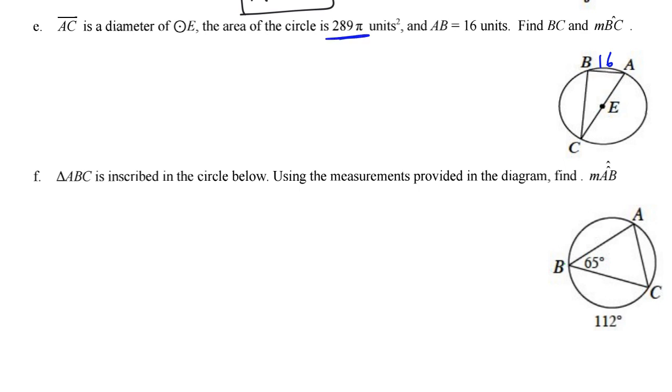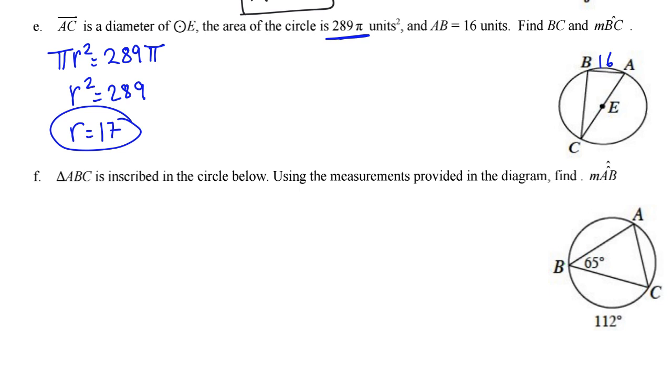I'll use the area to find the radius of the circle. The rule for an area of a circle is pi r squared is equal to 289 pi. I'll divide by pi on both sides, so r squared is equal to 289. I'll take the square root on both sides, so r is equal to the square root of 289, which is 17. I figured out my radius is equal to 17, which will make AC double the radius, which is equal to 34. Since the radius is equal to 17, 17 times 2 is 34.